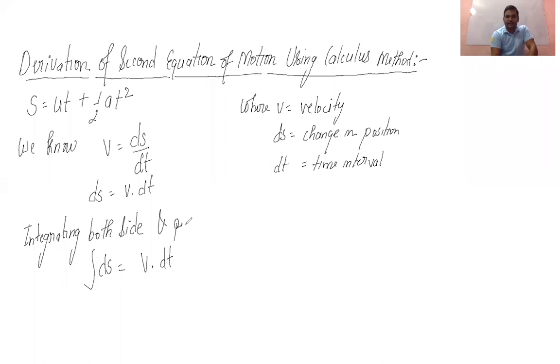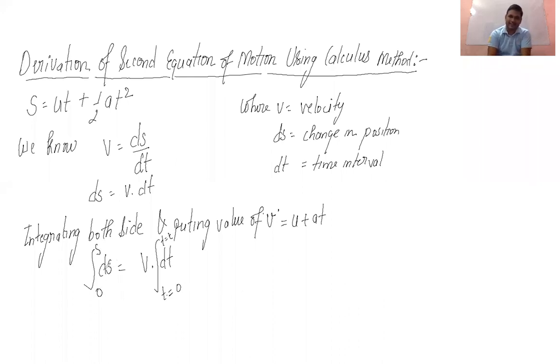Putting the value of v is equal to u plus at. This value has to be put in. Now let's see the limit. If you take time t is equal to 0, it means you are just starting the motion, so the distance traveled will also be 0. And at time t is equal to t, you reach distance s.